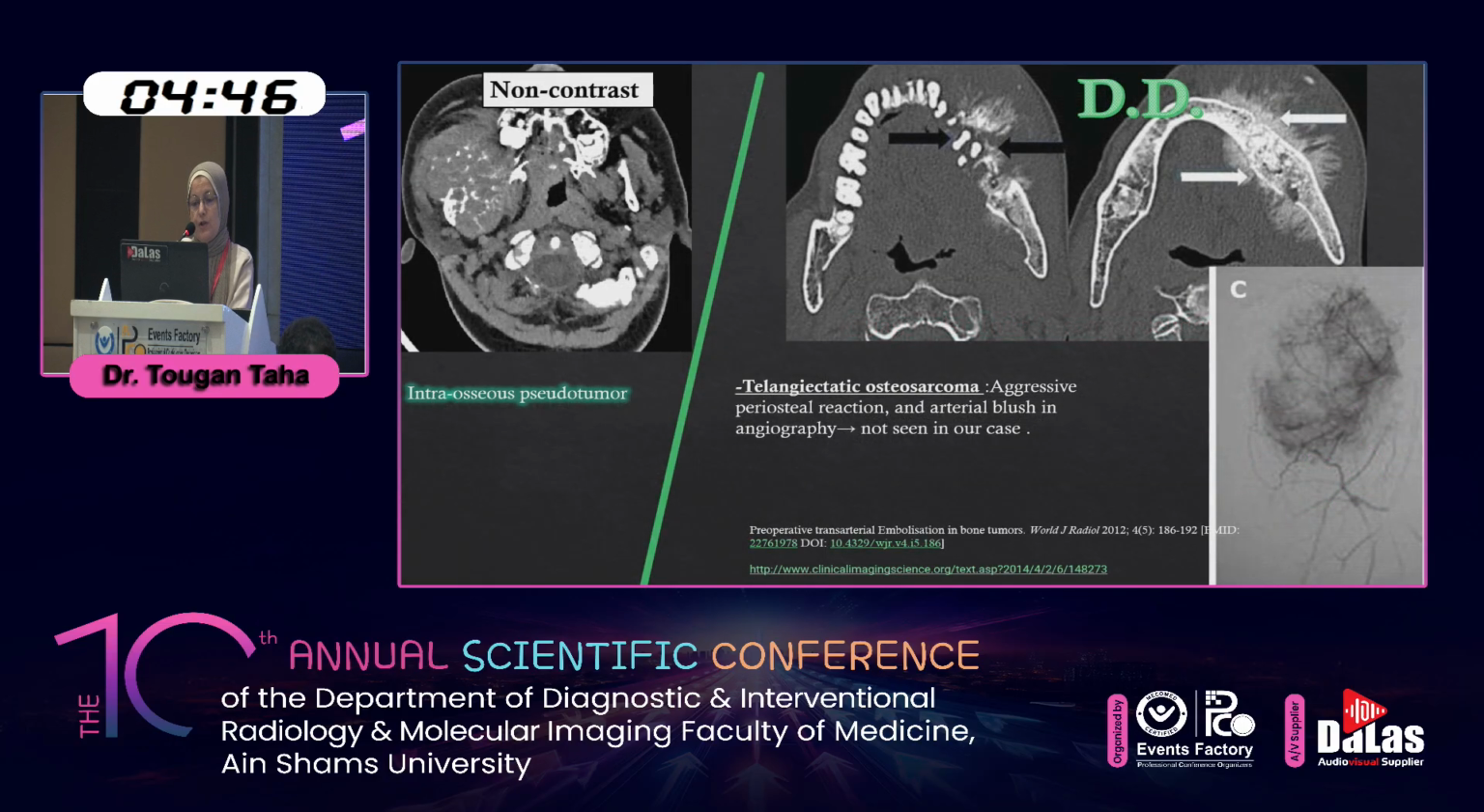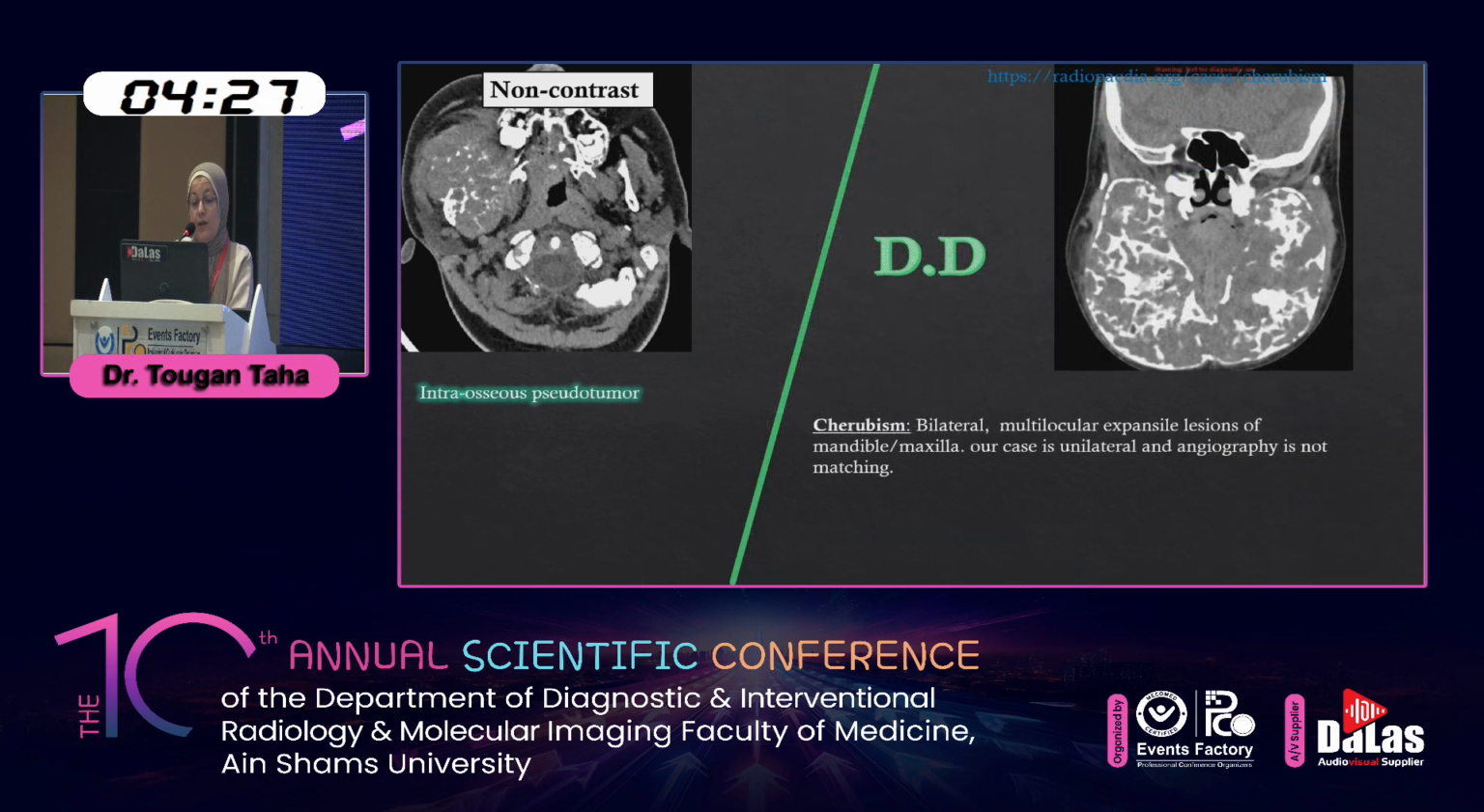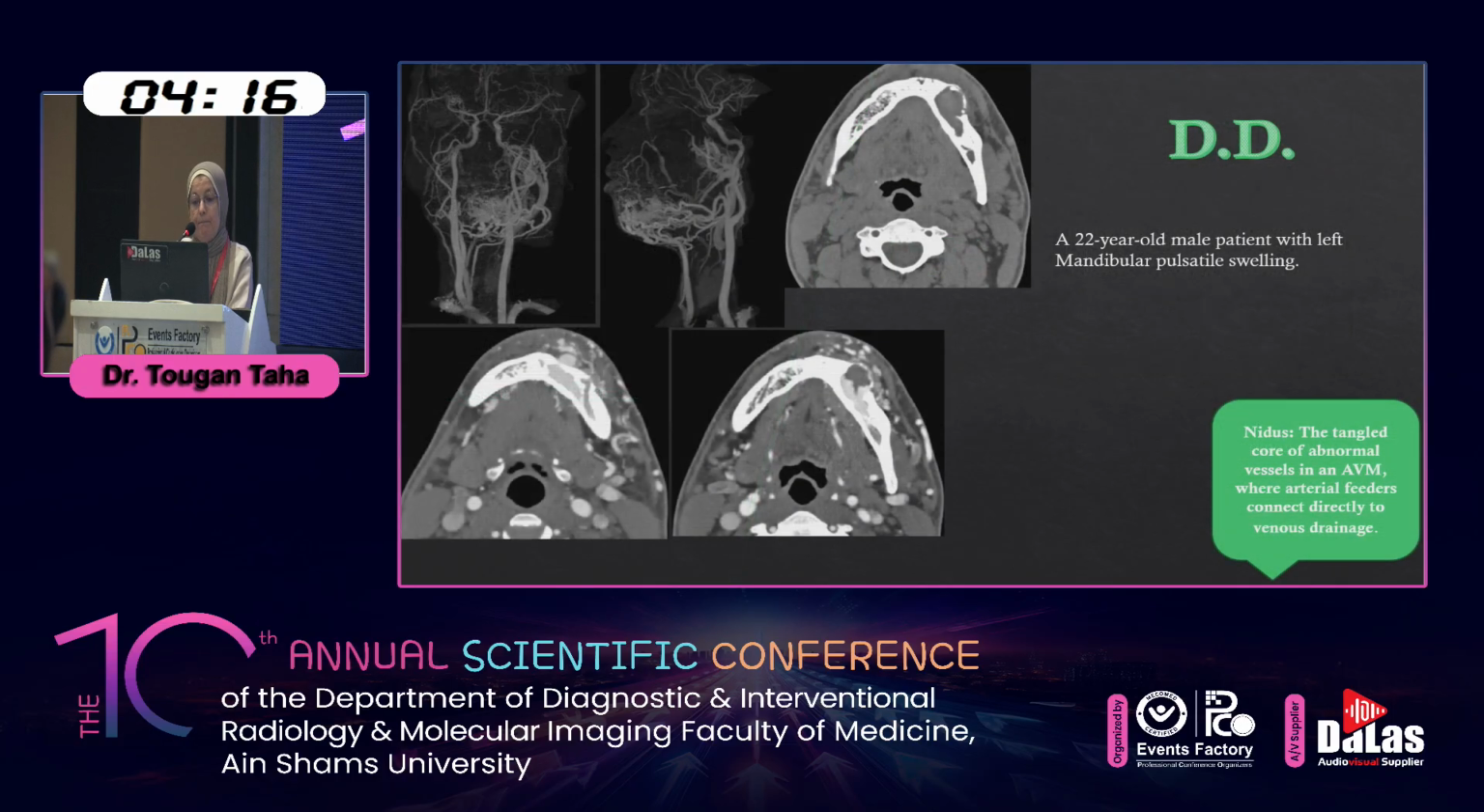Look at the differential diagnosis and possibilities. The first one is osteogenic sarcoma. Telangiectatic osteosarcoma is aggressive, with periosteal reaction and arterial blush in angiography, not seen in our case. Cherubism is a bilateral and multilocular expansile lesion of the mandible or maxilla. Our case is unilateral and the angiographic findings do not match.